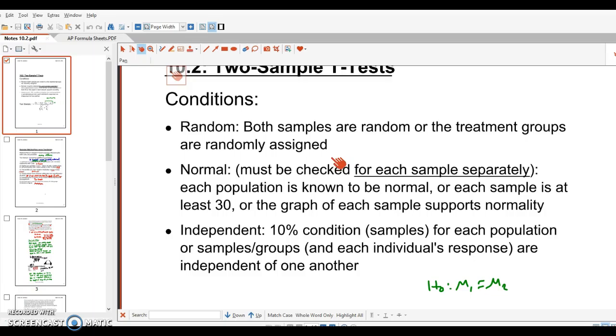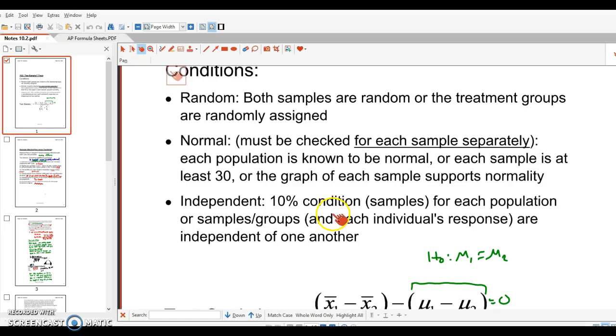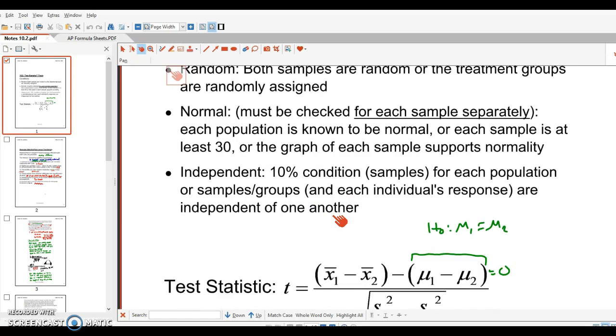And note that all these conditions need to be checked for each one separately. So for the normal condition, both populations need to be stated to be normal, or both samples need to be at least 30, or both graphs show either linearity in a normal probability plot or an approximately normal shape on a histogram. For independence, once again, each of the samples being less than 10% of their respective populations would be fine, or within the treatment groups, the individuals' results should not affect or influence one another.